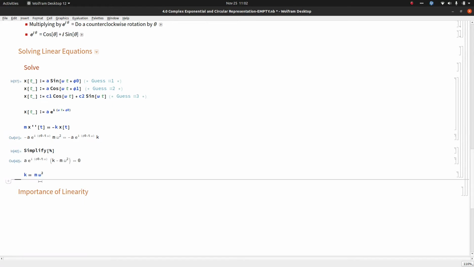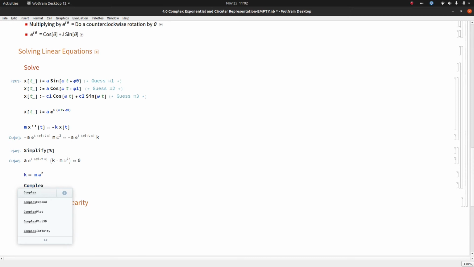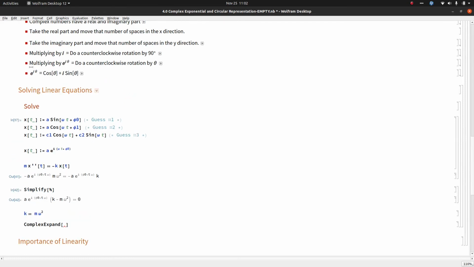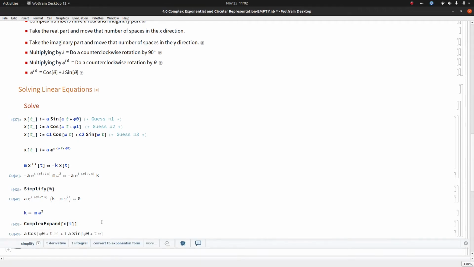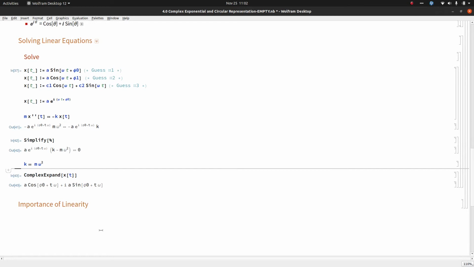And we can always go back to trigonometric functions just by using this relationship. So I can do that. I can actually, in Mathematica, just say I want to write out the sines and cosine functions using the complex expand rule.